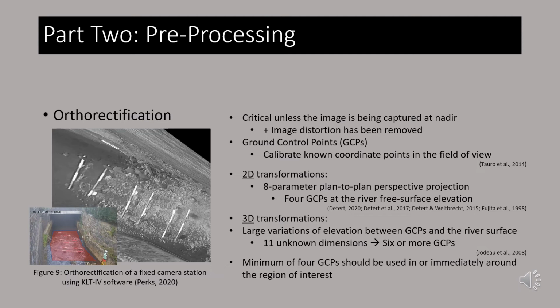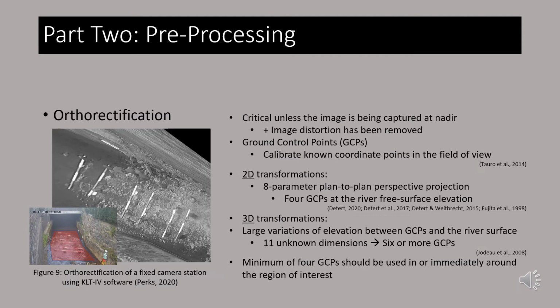There are two types of orthorectification that can be applied depending on the location of the camera and the number of ground control points available. If you've got 4 GCPs at the river surface elevation, then a 2D transformation can be achieved. 3D transformations are made when there are large variations of elevation between the GCPs and the river surface.